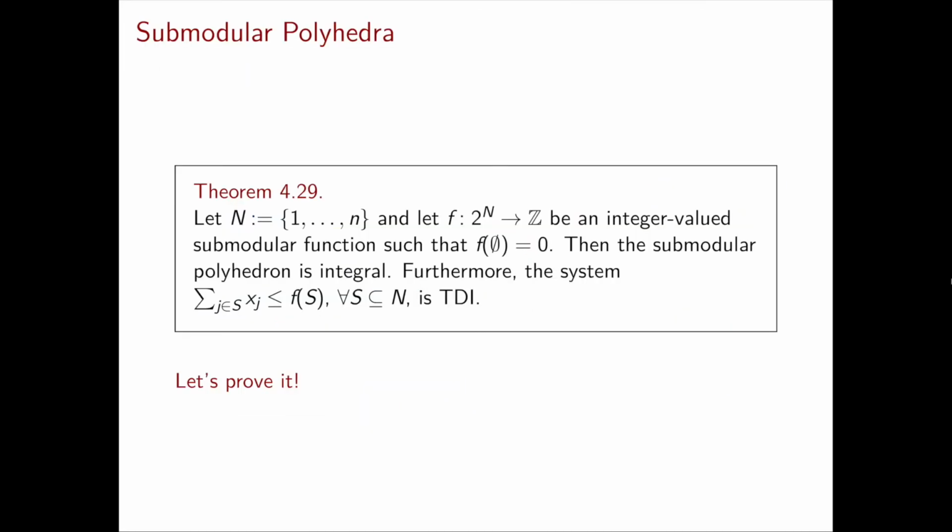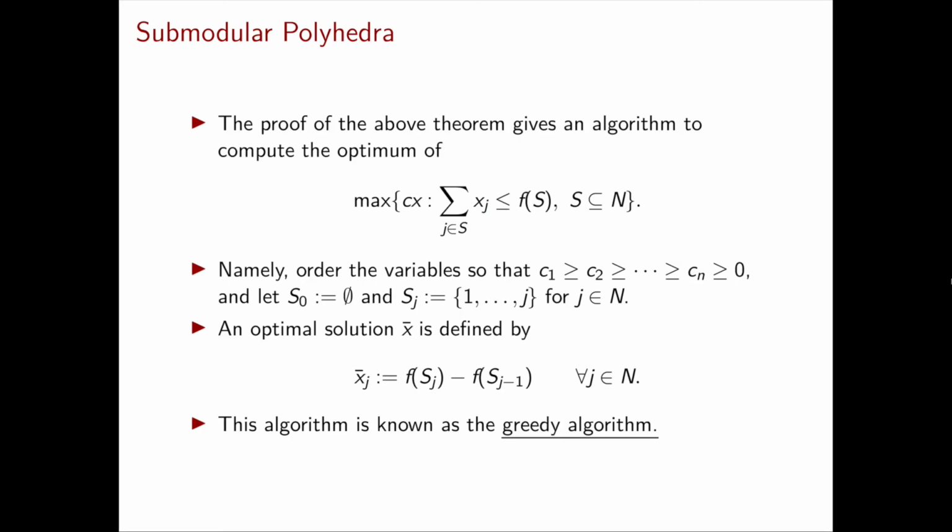That's our theorem, proven, great. What we can observe from this proof, exactly in the same way as we observed for the spanning tree polytope, is that the proof not only proves the TDI-ness and integrality of the polytope, but it also gives an algorithm to compute the optimum of the primal. So what you have to do is essentially follow the steps of the proof. So order the elements in the ground set so that the cost is decreasing. Define the sets as in the proof.